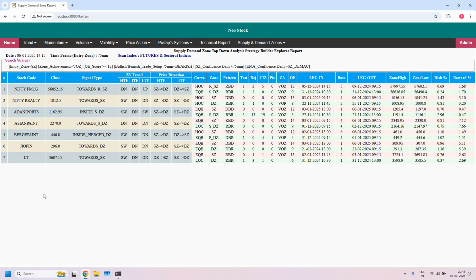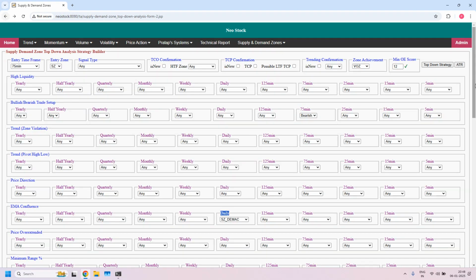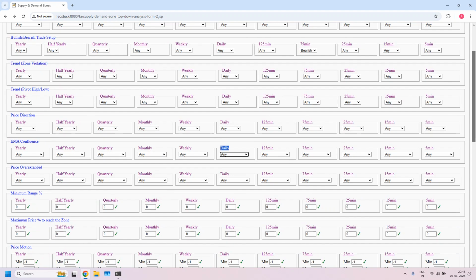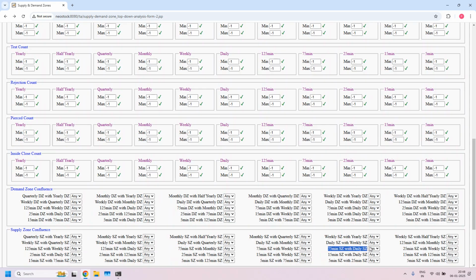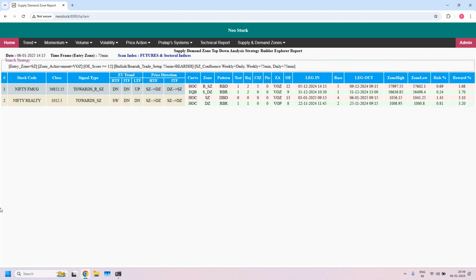Okay, next let us look for LTF, ITF and HTF supply zone confluence. That is 75 minutes, daily and weekly. I removed the EMA filter. In the supply zone confluence, we should set 3 filters. First filter is already enabled. Second filter, 75 with weekly supply zone confluence, and third filter, daily with weekly supply zone confluence. With all the three filters, we got two stocks. These two are even more high probability setups, but unfortunately both are indices not listed in F&O. Okay, this is about bearish trade setup for weekly income trade.